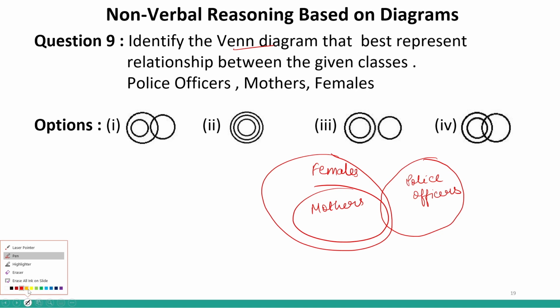Certain police officers will be female. So this represents the portion that certain police officers that are female. Similarly, there will be certain police officers that are mothers as well. So there will be certain police officers that are mothers, that is represented by this section. So I can say that my Venn diagram will look like this: females, mothers and police officers. And this is given in option number 4. So option number 4 will be your correct answer.